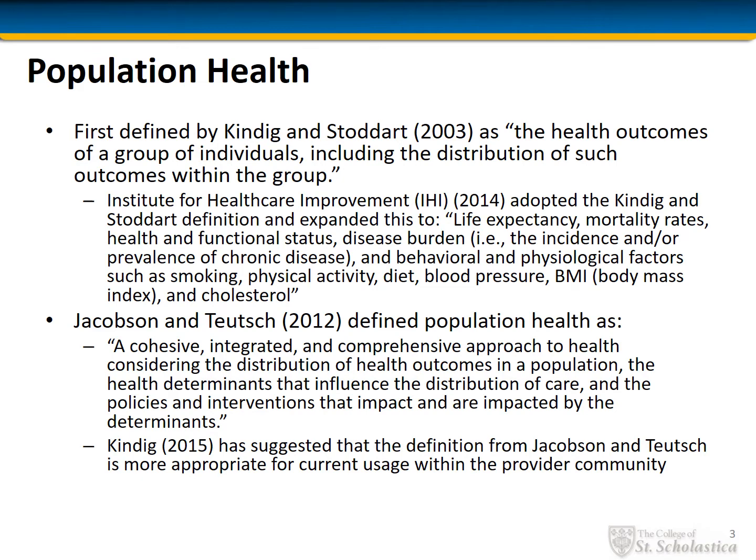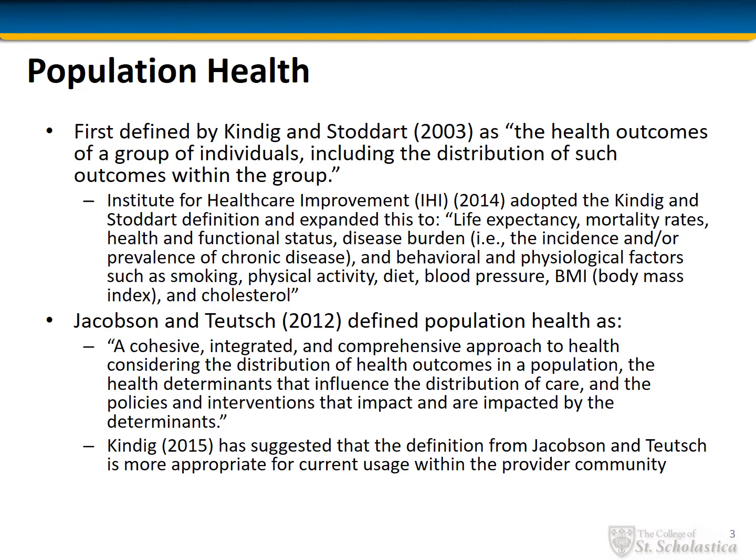Jacobson and Teutsch in 2012 also defined population health. Their definition was a cohesive, integrated, and comprehensive approach to health, considering the distribution of health outcomes in a population, the health determinants that influence the distribution of care, and the policies and interventions that impact and are impacted by the determinants.